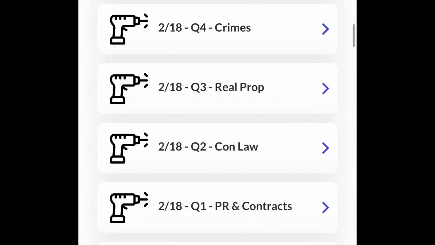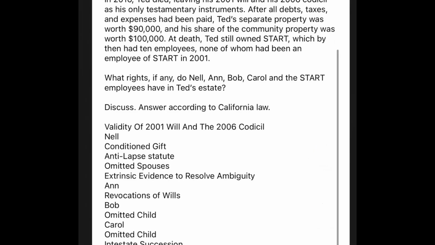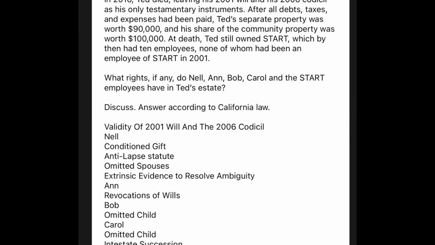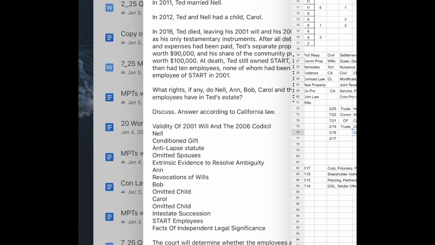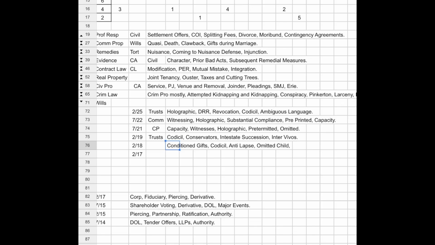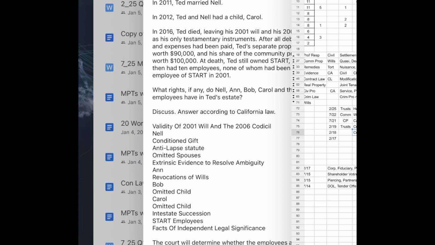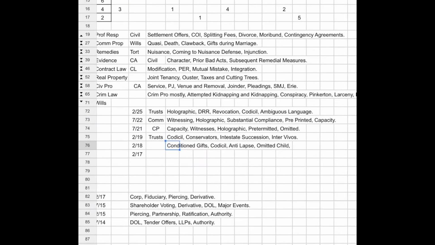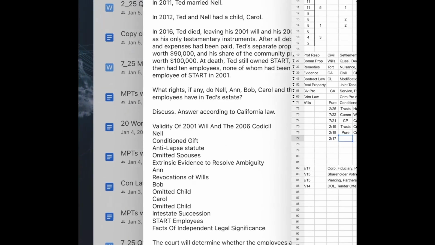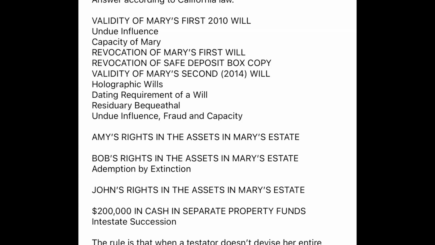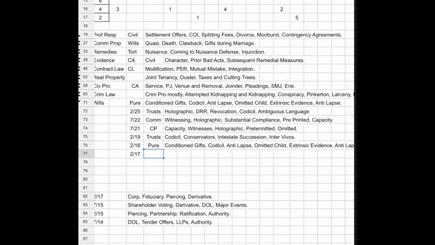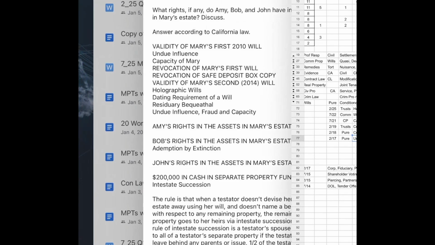Wills. 2/18. Okay, condition, gifts, codicil, anti-lapse, extrinsic evidence, revocation, omitted child. This one is all wills, pure wills, so I think they'll do that to you this time. Extrinsic evidence, anti-lapse. And I would totally pay attention to this. In fact, I'm going to write it up here. Let's see what 2/17 was. Is it pure wills too? Undue influence? Ooh, that's a good one actually. I would look at this one too.